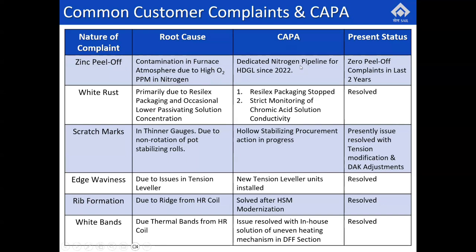So we found the root cause was the supplied nitrogen. The inert atmosphere that we create inside the furnace was having a high oxygen percentage. It was causing our strip to get oxidized before it reached the zinc pot, and due to this oxidized surface, the zinc adhesion was poor. But for the last 2 years, we have had 0 complaints of zinc peel-off because we have a dedicated nitrogen pipeline for HDGL, where we strictly maintain below 10 ppm of oxygen in the nitrogen supplied. We have continuous monitoring for this, and thankfully we don't have any peel-off complaints.